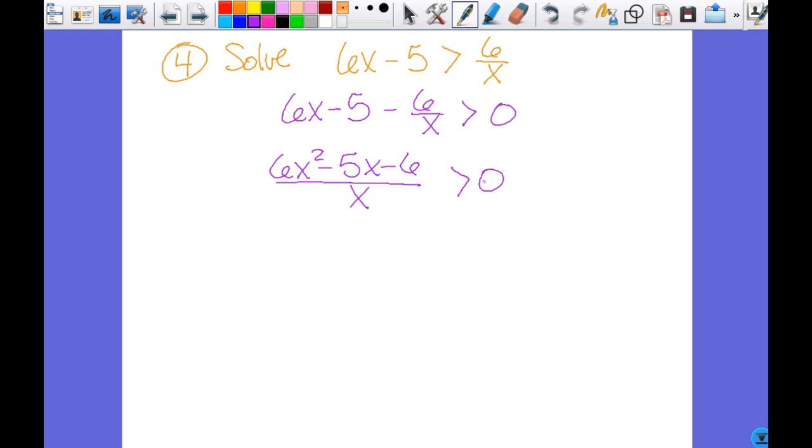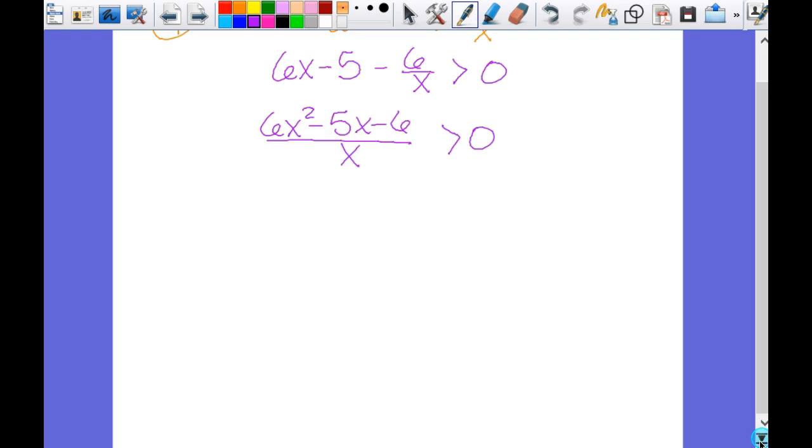Now for me to figure out my solutions, what am I going to need to do? Factor it. So I need to factor the numerator here. So when I do that, we can come off to the side and do that if we need to. So we get 6x squared minus 5x minus 6. So two numbers that are going to multiply to give me a negative 36, but add to give me the 5. What are they? Okay.